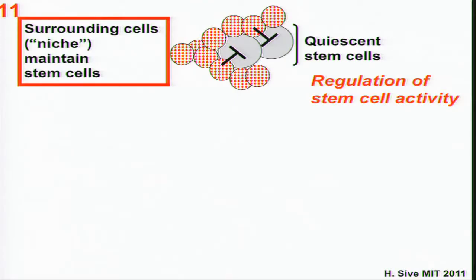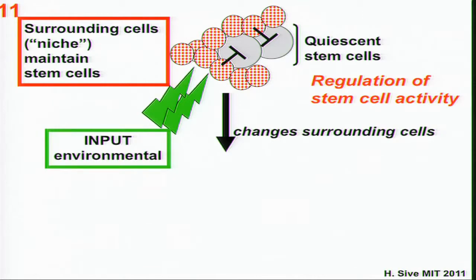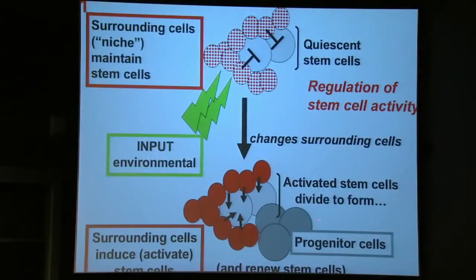Here's a diagram. Here are niche cells. You don't have this, just look on the screen. Surrounding cells, maintaining stem cells quiet when there's an environmental input. The niche cells change. They activate the stem cells to divide and form more stem cells and progenitor cells.